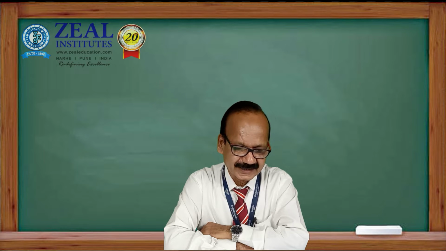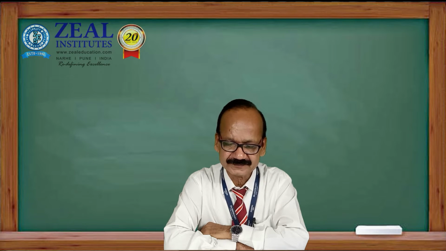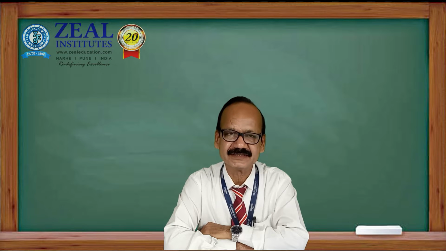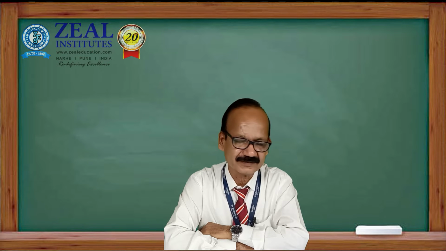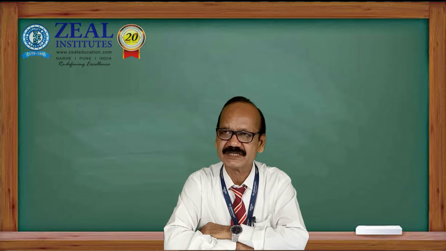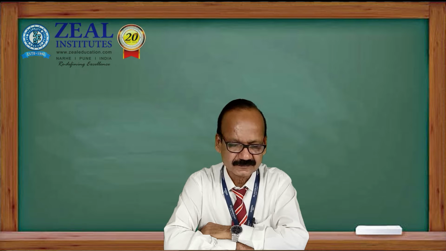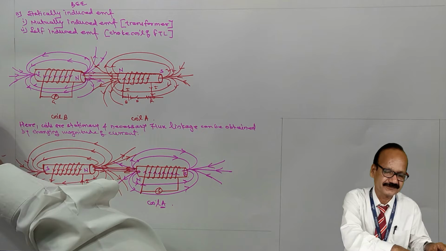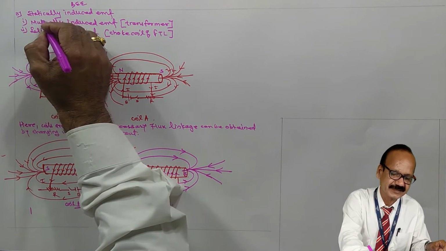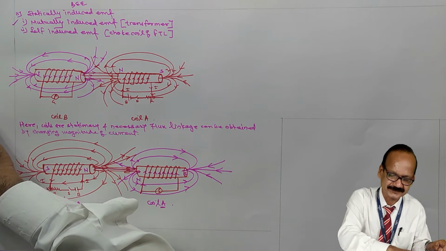Here are two types again: mutually induced EMF, generally used in the transformer, and another is self-induced EMF. We can say the example is the choke coil of a fluorescent tube light. Now let us consider the first one, the statically induced EMF, that is the mutually induced EMF.